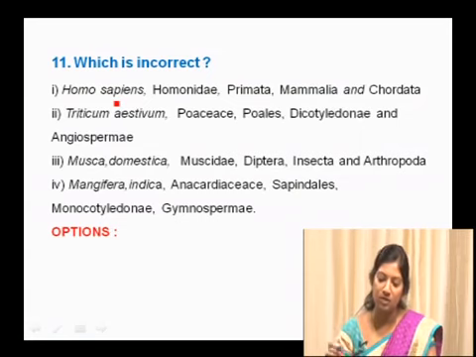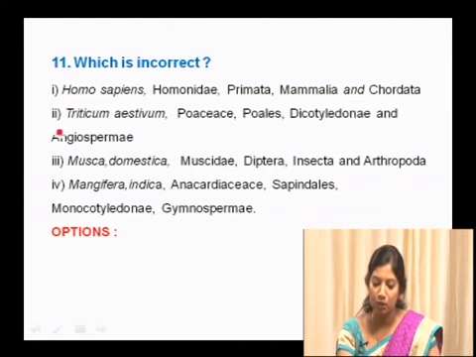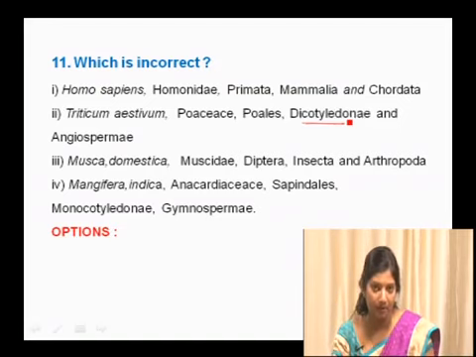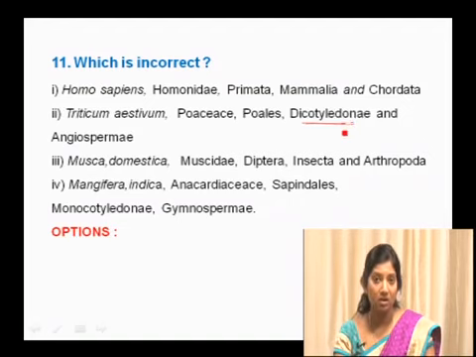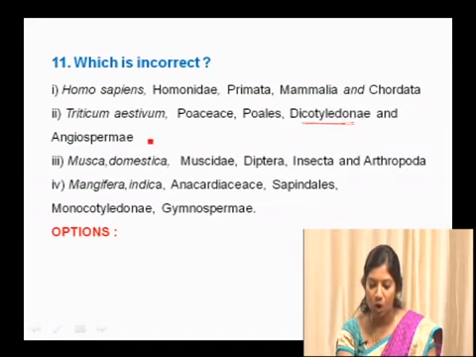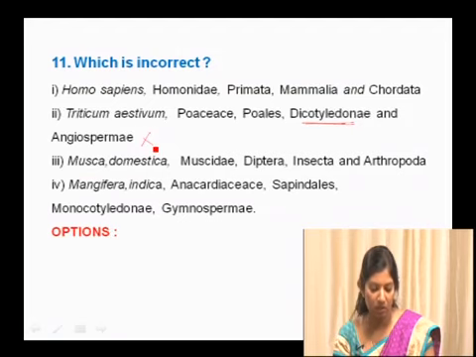But if you observe carefully, you can see that in option 2, Triticum aestivum, that is wheat, Poaceae. Wheat, as you know, is a grass variety. So Poaceae, Poales, all these are correct. But if you observe this one, Dicotyledon, you know that a grass variety will generally be monocotyledon, that is, it will produce only one cotyledon. So Triticum aestivum is not a dicotyledon, it is actually a monocotyledon. So this option has wrong information in it.